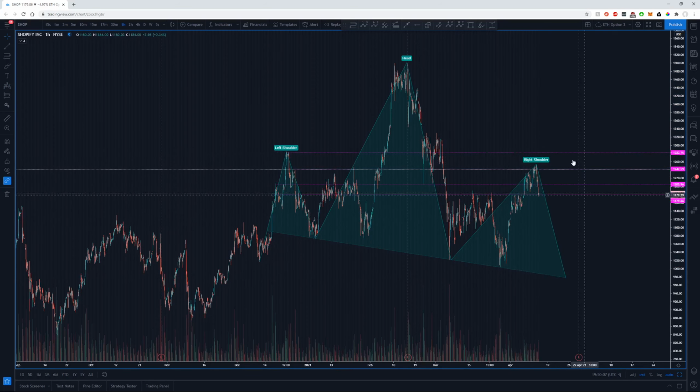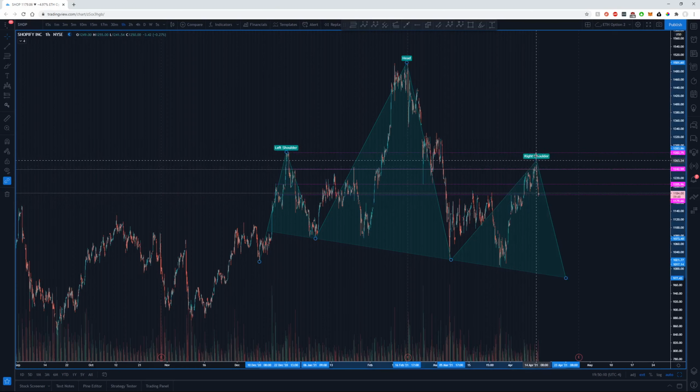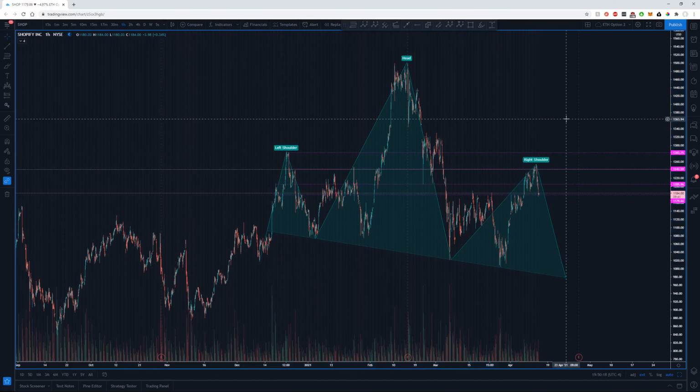So maybe, since this actually hasn't fully played out yet, our right shoulder will come up to this spot right here, and it'll look a little bit better so that our left and right shoulder are at the same price. However, for now, we can have it drawn like this.